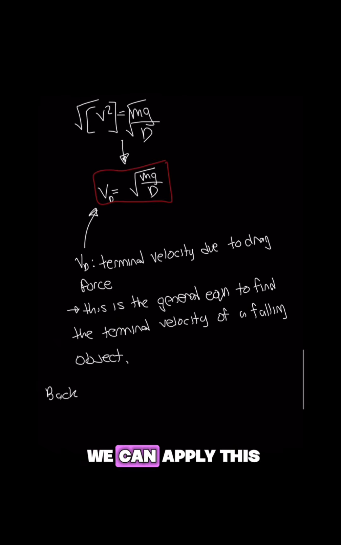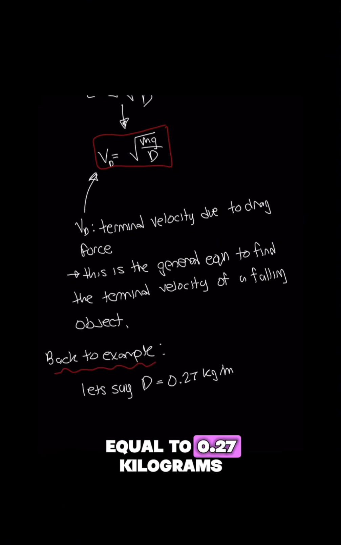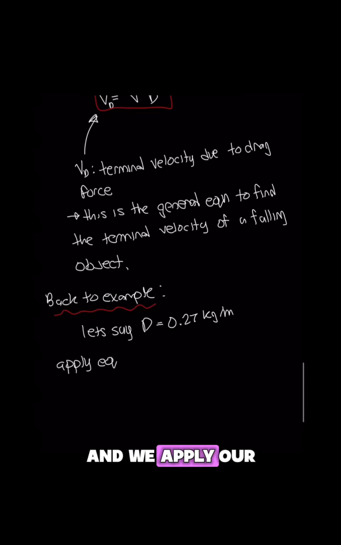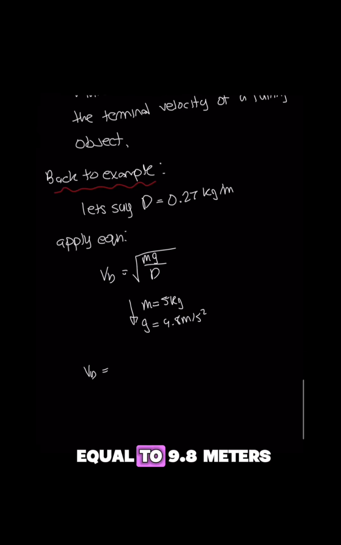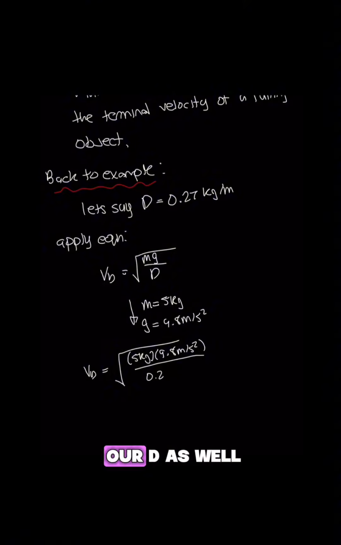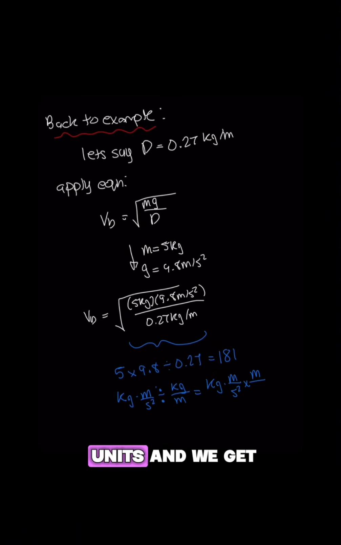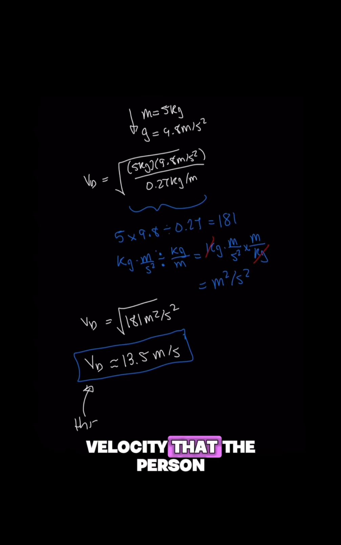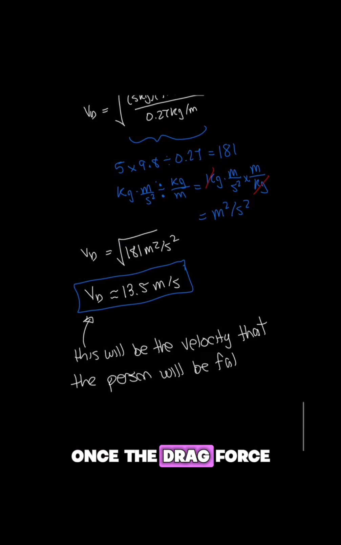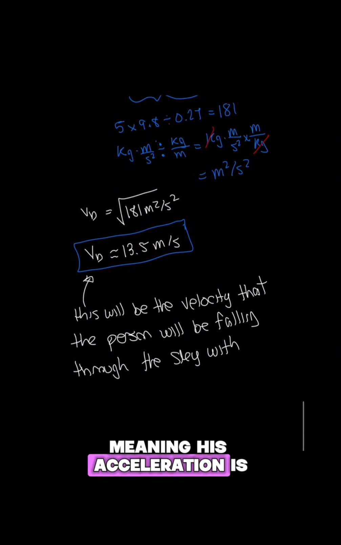So we can apply this back to our example, and let's say that they give that d is equal to 0.27 kilograms per meter, and we apply our equation as so. We know that the mass is equal to 5 kilograms and the gravity is equal to 9.8 meters per second squared, and if we apply our d as well, we get this expression here, and then we can just divide the numbers and units, and we get this here, and then we can take the square root, get the final answer. This would be the velocity that the person will be traveling with once the drag force is equal to his weight force in the sky, meaning his acceleration is equal to 0.